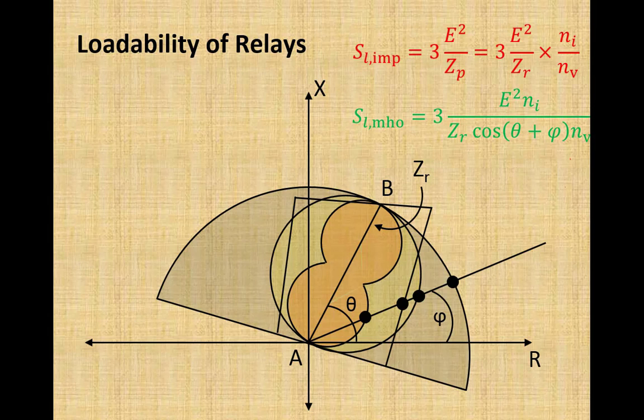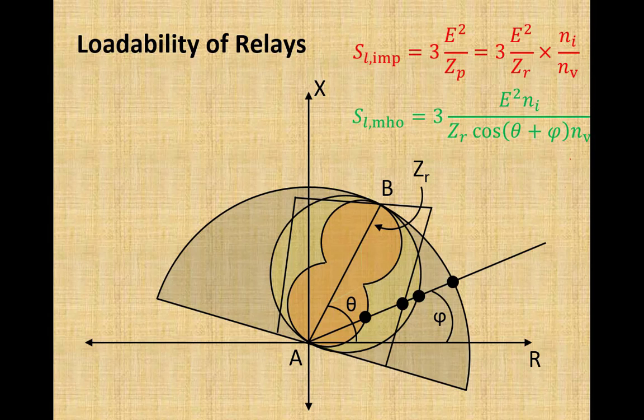This shape 8 relay is a modified characteristic of the admittance relay. So you can see here we have the admittance relay characteristic plus the offset admittance relay characteristic. When their characteristics are combined together, that will make a shape 8 characteristic. That is a relay characteristic designed to have very high loadability.